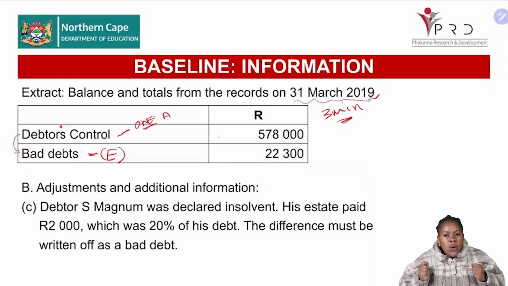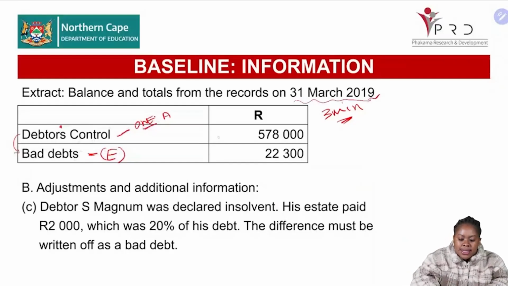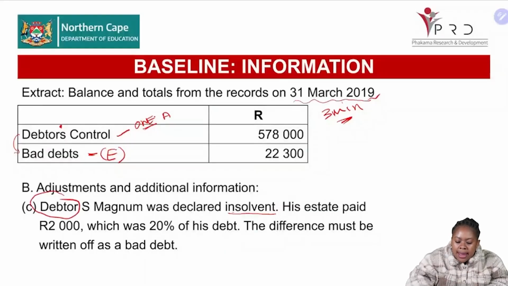We are saying that we are no longer expecting that money from them anymore because, well, we can't expect them to pay us. Okay. Now, this is the transaction. The transaction says a debtor S Magnum was declared insolvent, right? So this person is our debtor. Are we following? So they are here. They were declared insolvent. His estate paid 2,000, right? So they paid 2,000 of the debt that is in debtors control, which was 20% of the debt. The difference must be written off as bad debt.